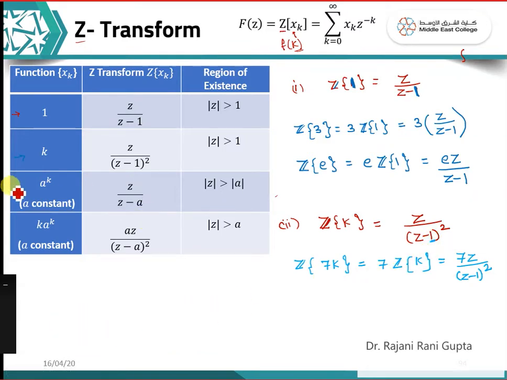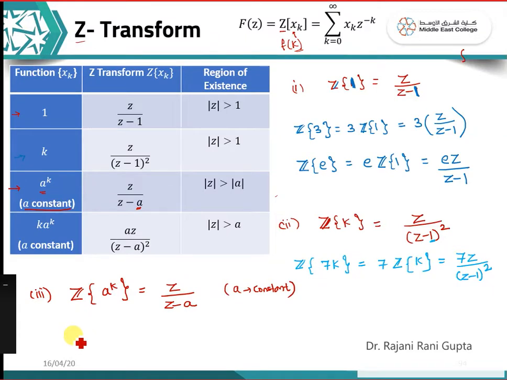Okay. The third property states that the Z transform of a to the power k, where a is a constant, changes to z over z minus a, with the condition that mod of z should be greater than mod of a. Here a is a constant, any numerical value.